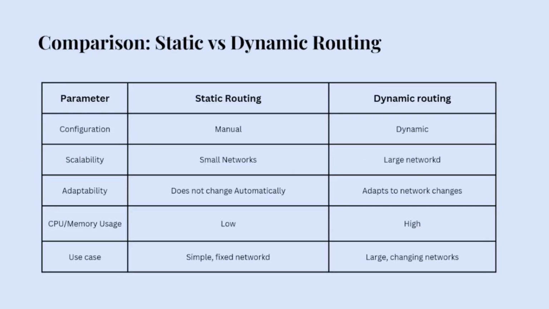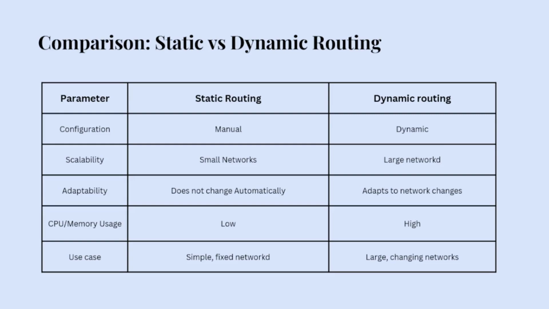So now let us finally compare static routing with dynamic routing. First, regarding the configuration, static routing has to be manually configured by a network administrator, whereas dynamic routing is automatically configured and adjusted based on the network changes. Then regarding scalability, static routing is suitable only for small networks due to the manual configuration. However, dynamic routing is ideal for large networks as it automatically adapts.